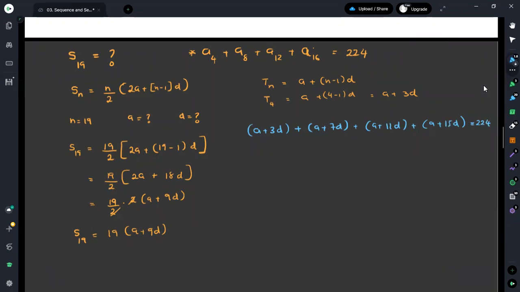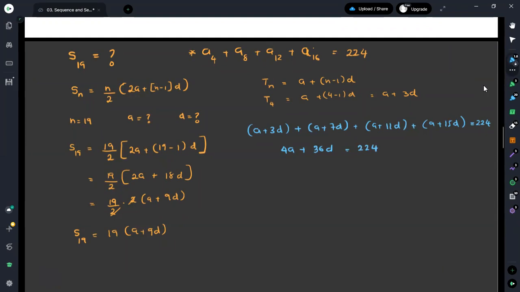Now what we can do is solve these four brackets. If you solve, we add the A terms separately, so it is 4 times A added to 3D, 7D, 11D, 15D. Altogether we are getting this value as 36D. So 3 plus 7 is 10, plus 11 is 21, plus 15 is 36. Then we get this value as 224.